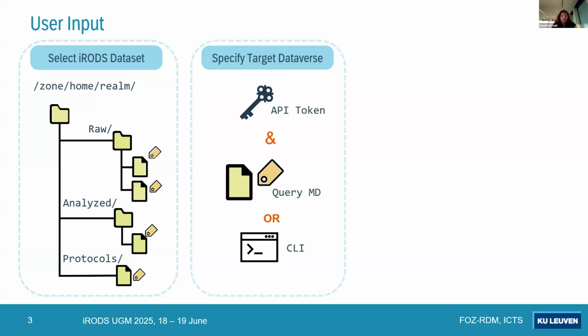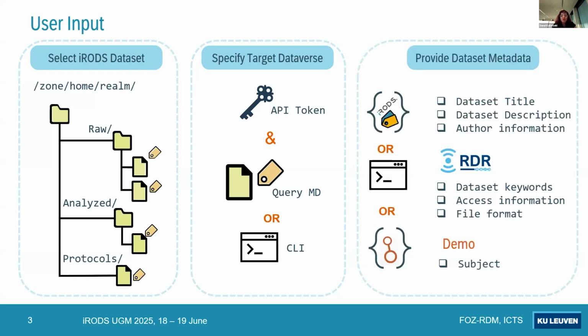The second input is that the user should specify the target Dataverse installation, and this equals providing the name of the installation from the controlled list of the predefined, pre-configured Dataverse installations. And this is done also via iRODS metadata or via the CLI. And the API token is used for connecting to the Dataverse installation.